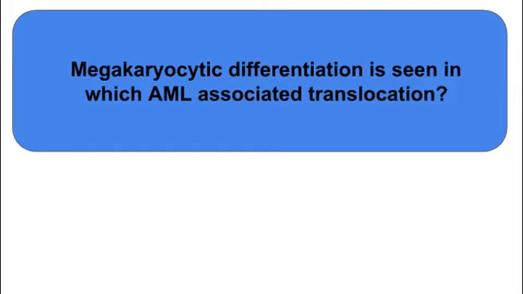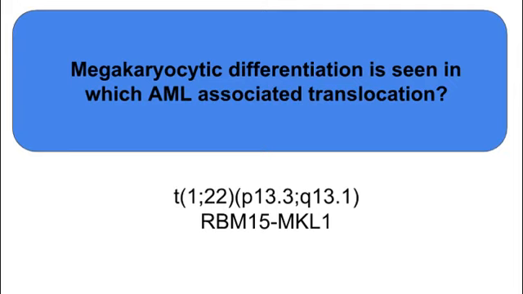Megakaryocytic differentiation is seen in which AML-associated translocation? Translocation 1;22, resulting in the fusion of RBM15-MKL1. The megakaryocytic differentiation can look similar to acute megakaryoblastic leukemia, so it is important to be able to differentiate the two based on the translocation. Translocation 1;22 responds well to chemotherapy.